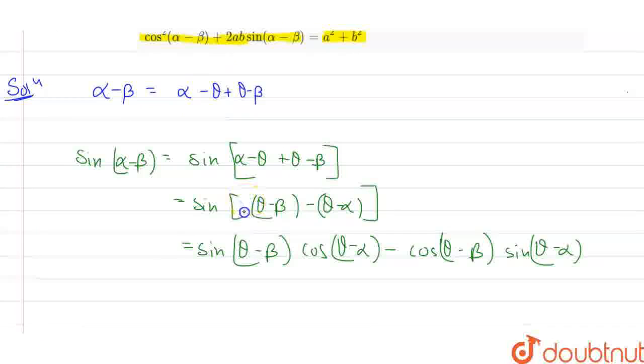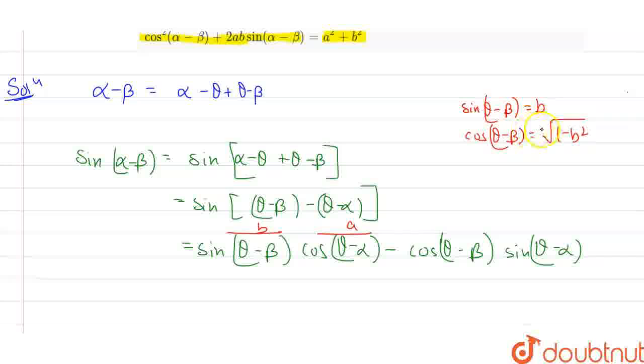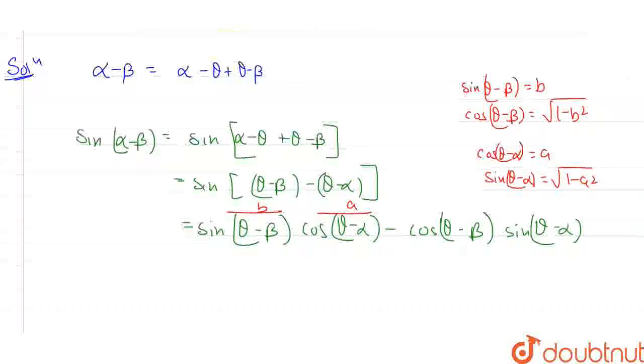Look carefully at what I'm going to do. Let's suppose sine(theta minus beta) is B, and cos(theta minus alpha) is A. In that case, if sine(theta minus beta) is B, then cos(theta minus beta) is equal to under root 1 minus B square, because we know that sine square theta plus cos square theta is 1. Similarly, cos(theta minus alpha) is A, so sine(theta minus alpha) will become under root of 1 minus A square.